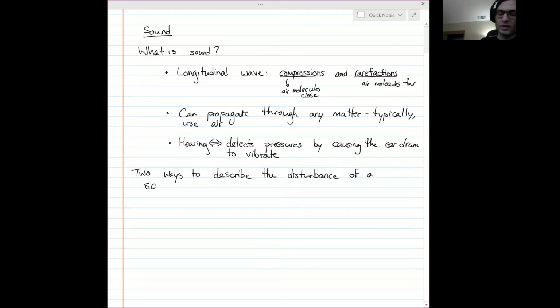So remember that a wave is just a disturbance that propagates. And so in a lot of cases, there's just one way to describe it. Like on a string, the disturbance is just vertical displacement, right? But for a sound wave, we can describe it in two ways. Sometimes one method of description is more useful than the other.